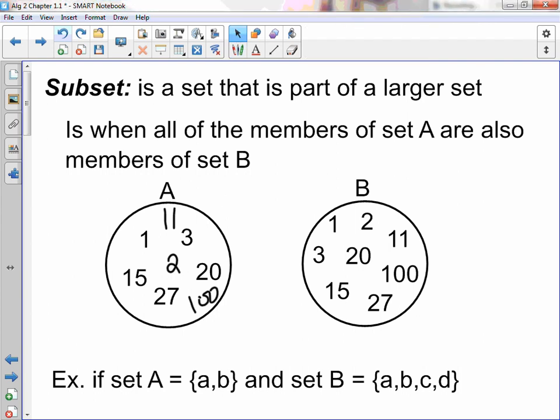So another example is A has the element A and B has A, B, C, D. So A is still a subset of B, as long as it has all the elements in one, or some of them, it can be a subset. So questions on this so far? We pretty good with subsets?